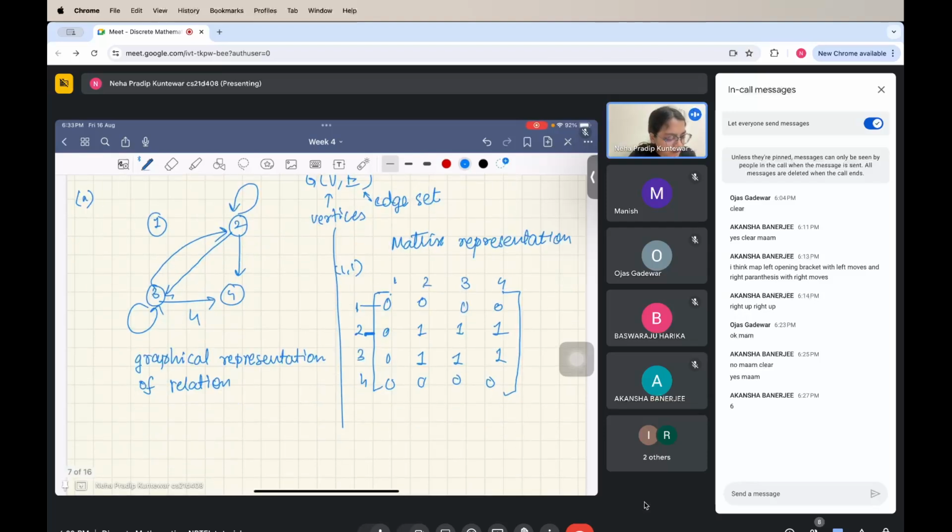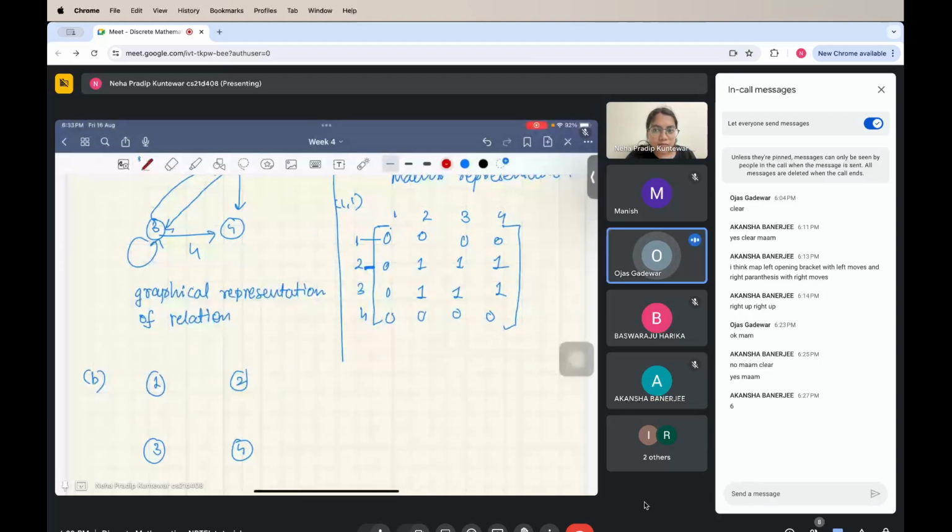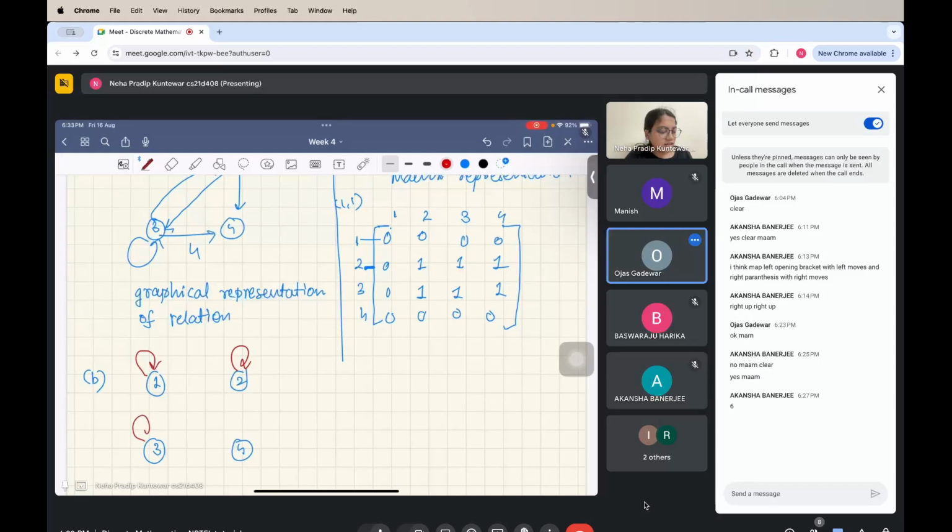Okay, so would anybody like to tell your answers? So the vertices are clear. It is the same as... yes, Ojas. Ma'am, we can draw loops to all numbers. Okay, that is right. So one is related to one, two is, and so on. So you only have loops and you don't have edges from one vertex to the other.